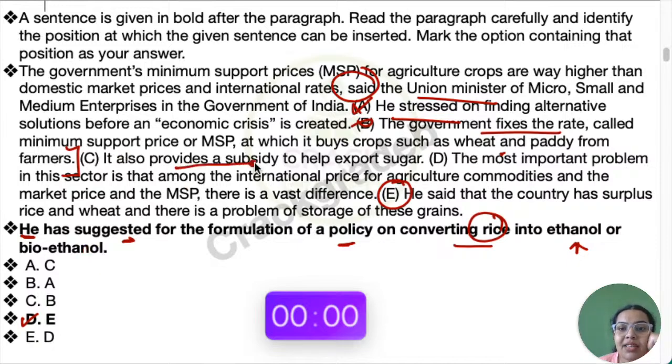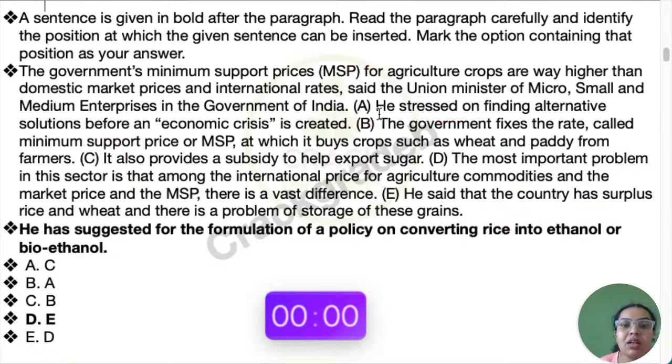It also provides a subsidy. Now it is for government. That's why here at C point also I cannot use this statement. Then there is again D, the most important problem in this sector. So we are still talking about the problem. See, logical flow is you talk about problem first and then you come to the solution or possible solution. That's how logic flows. First, you can tell me your concern. I'll go through your query, complete query, and then I can answer you, suggest you, advise you.